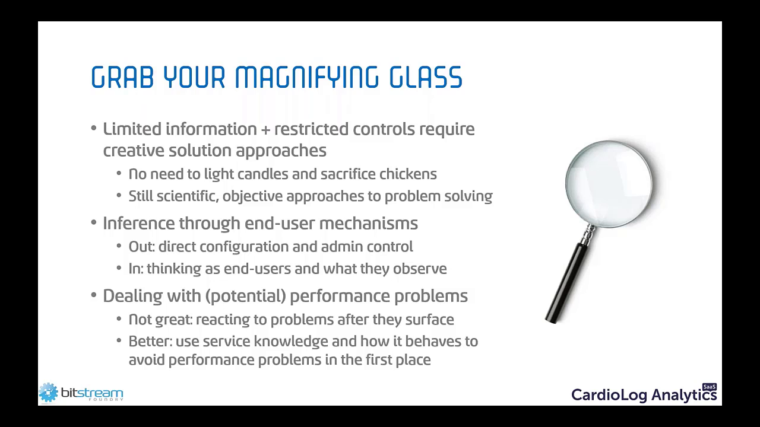So what is out is direct configuration and admin control, and what is in as an adopted thinking pattern is thinking as an end user and what they observe. So dealing with potential performance problems that we might troubleshoot on premises, we have less option there. And generally speaking, in the online environment, dealing with performance issues after they arise, reacting to them, is not great. What's better and more effective for us to do with online services like SharePoint Online is to use our knowledge of the service and how it behaves to avoid performance problems in the first place. So an ounce of prevention is worth a pound of cure, and that's certainly true with SharePoint Online.